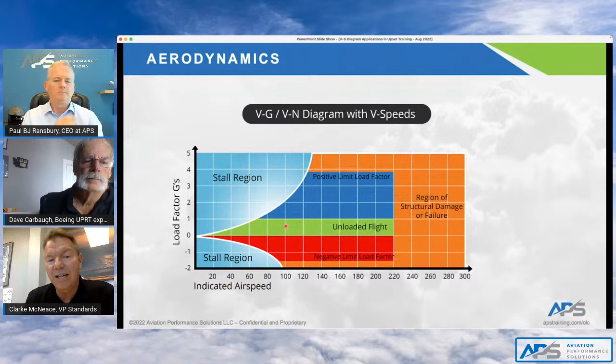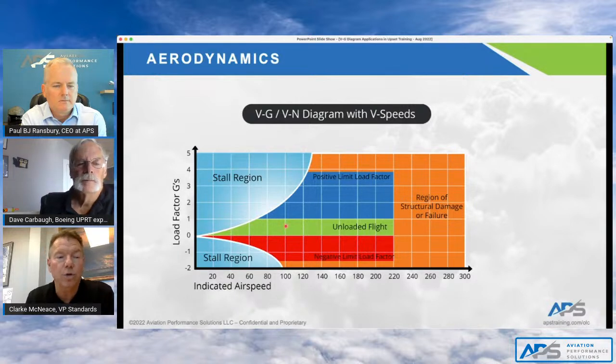And as we see in good UPRT, you show why unloading the airplane is so beneficial in so many upsets. This is a perfectly acceptable part of the flight envelope to go. Unfortunately, most pilots have little to no training in how to actually unload the airplane into that zone.